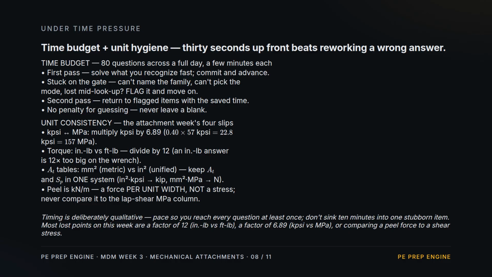Under time pressure, the time budget and unit hygiene. 80 questions across a long day means only a few minutes each. First pass, solve what you recognize, and commit. The moment you're stuck on the gate, flag it and move on. Come back on a second pass, and never leave a blank. Then the unit slips this week loves. Kilopounds per square inch to megapascals is times 6.89. Torque in inch-pounds divides by 12 for the wrench. Keep the stress area and strength in 1 unit system. And peel is a force per unit width, not a stress, so never compare it to the shear column.